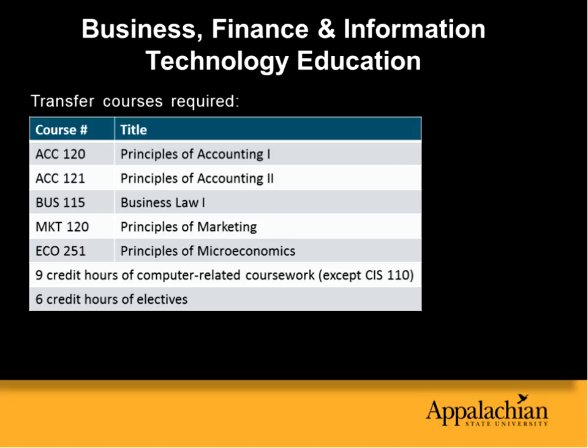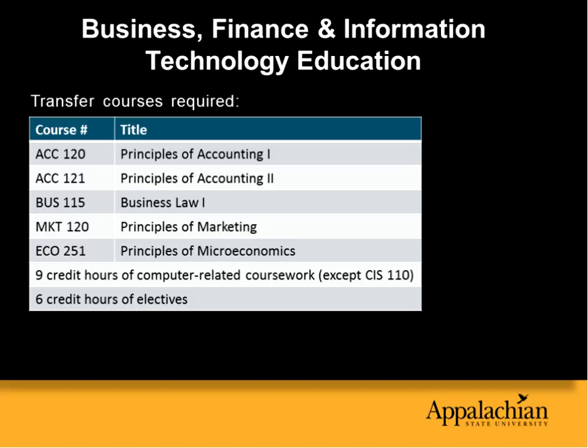The students would also take an additional 9 credit hours from the community college in computer-related coursework, except CIS 110, since that's required for everybody. We're looking at really anything. It could be computer networking courses. It can be advanced Microsoft Office types of courses.